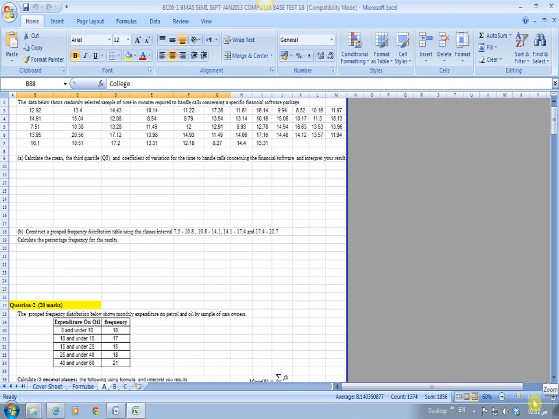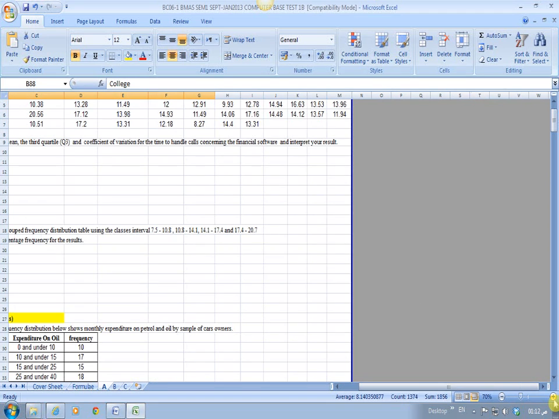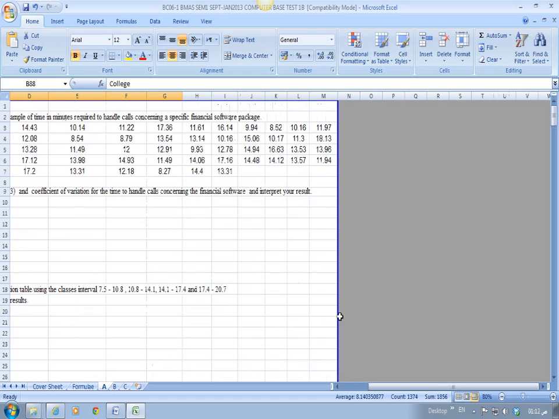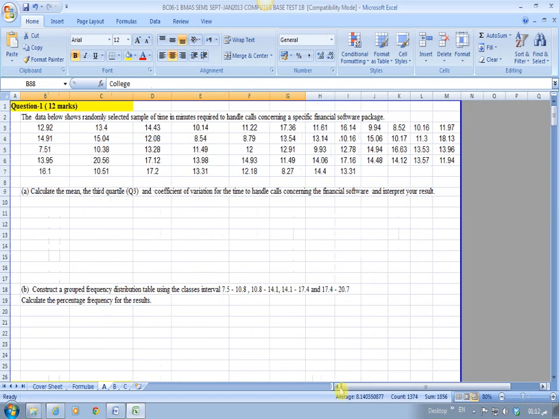Down here you see there is a zooming. You can increase the zoom in order to see the data. Scroll left and right. Here is the first question. The data below shows a randomly selected sample of time in minutes required to handle calls concerning a specific financial software package, and these are the times. It is ungrouped data. So the first question is to calculate mean, third quartile, coefficient of variation, and interpret your result.